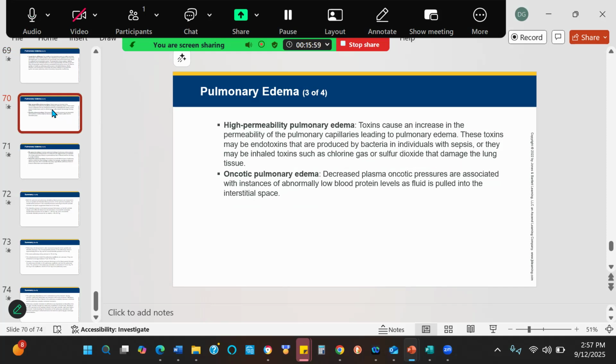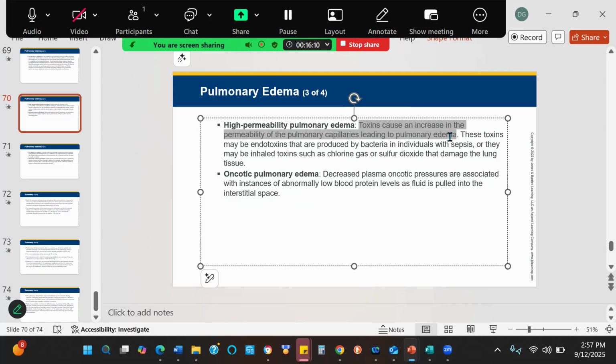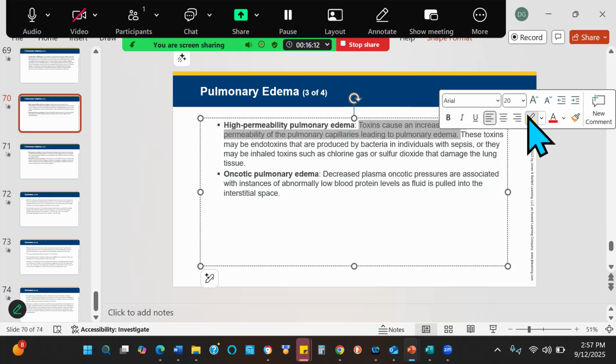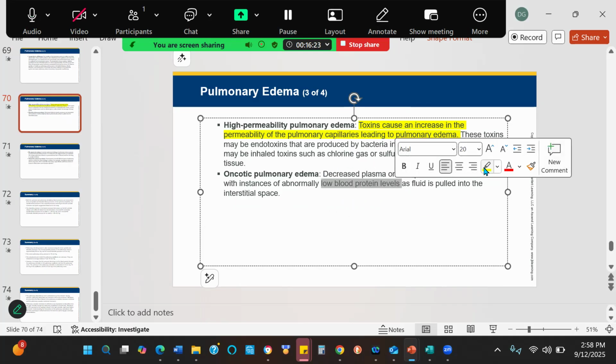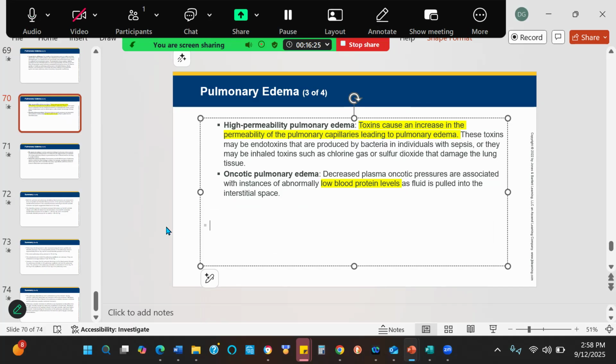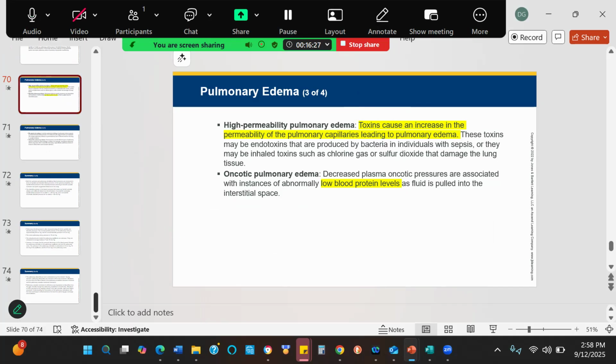High permeability pulmonary edema is where toxins cause an increase in the permeability of the pulmonary capillaries. There are a variety of different toxins that can do that. Many of them are associated with bacterial infections. Oncotic pulmonary edema is where the oncotic pressures are abnormal. Low blood protein levels can cause that and also wind up with fluid in the lungs. All these different things can cause fluid to accumulate in the lungs.